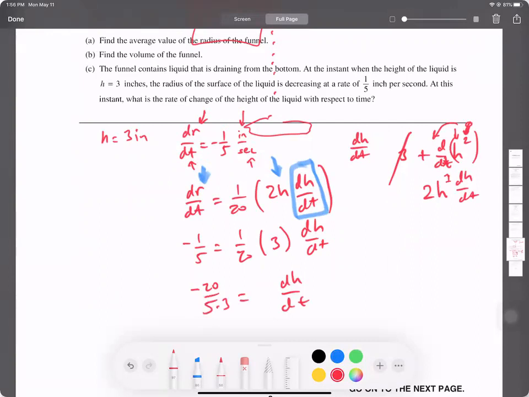Did they tell us to write the correct units? At this instant, what is the rate of change in the height with respect to time? Yeah, and dh/dt would be inches per second.